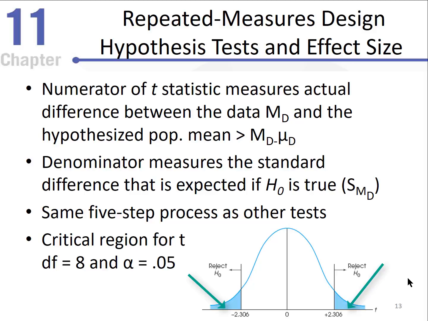Again, if we find our calculated t to be in the critical region, so in the blue, we would reject the null hypothesis. However, if it would be in the bulk, in the middle, we would fail to reject the null hypothesis.